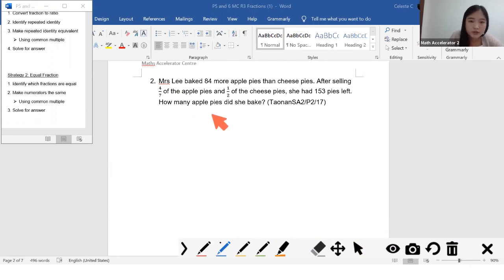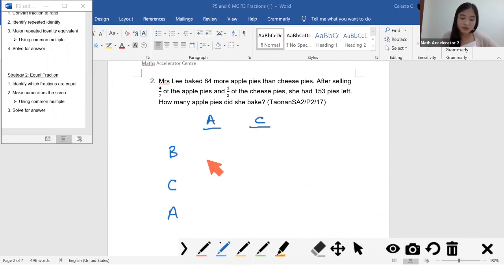Alright, so for this question, those of you who are in my class, what is this type of question? Starts with a B. B what and what? Apple pie and cheese pie. You have a before. Ryan, correct. Okay, you have BCA. Something happened before and then there's a change. They sold the pies and then you are left with this much.